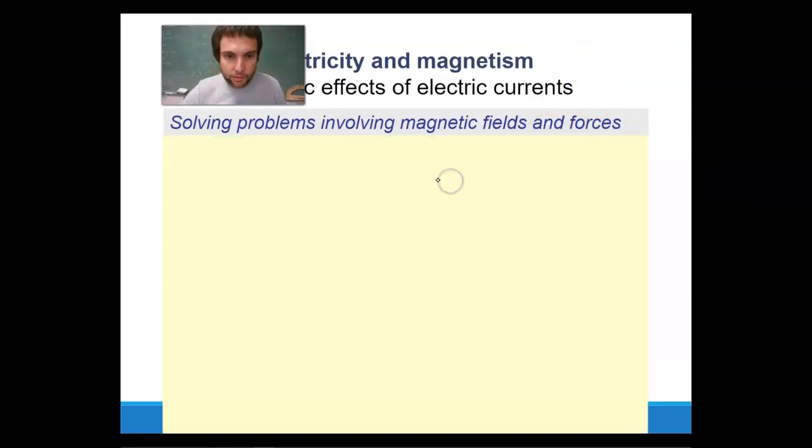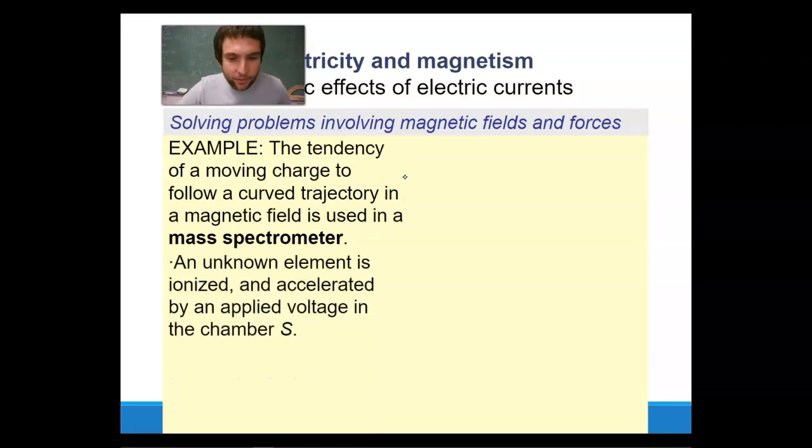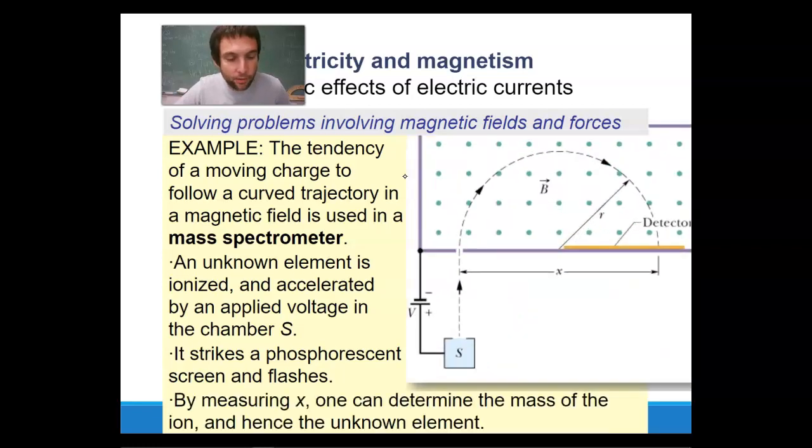All right, let's see what else we got. The tendency of a moving charge to follow a curved trajectory in a magnetic field is used in a mass spectrometer. If an unknown element is ionized and accelerated by an applied voltage in the chamber, then it's going to strike a phosphorescent screen and then it's going to flash. By measuring X, we can determine the mass of the ion, hence the unknown element.